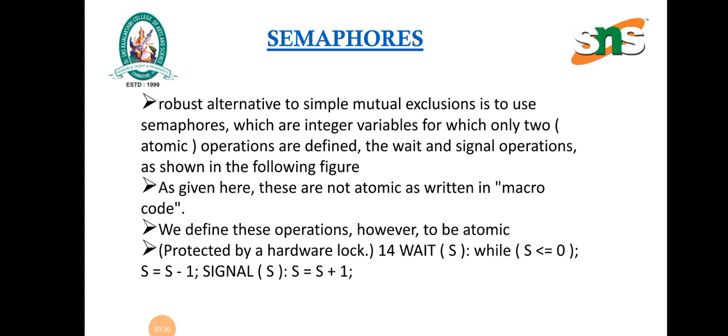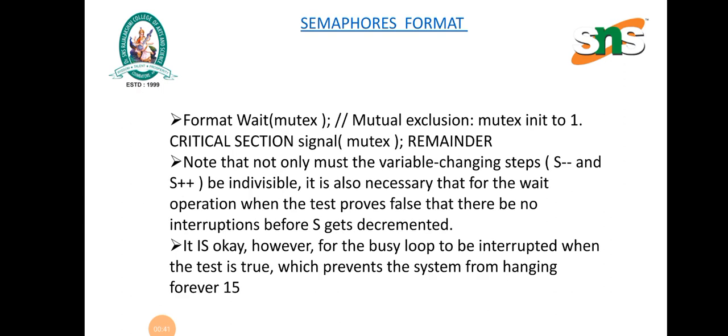This is a non-atomic macro code protected by the hardware lock. Wait: while S is less than or equal to 0, do nothing; then S minus 1. Signal: S plus 1. Here is the format: wait(mutex), with mutex initialized to 1, then the critical section, then signal, then the remainder section.